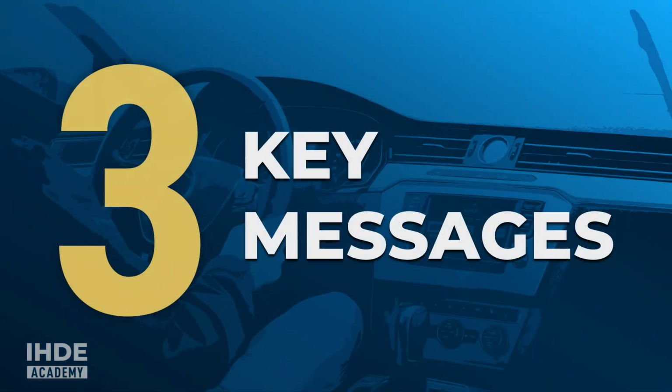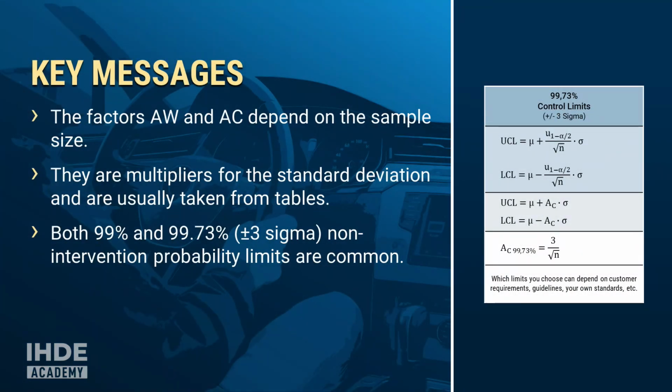Well, that was only one chapter, but possibly a whole lot of new information. Therefore, I would like to conclude by repeating the 3 most important key messages. The factors AW and AC depend on the sample size. They are multipliers for the standard deviation and are usually taken from tables. Both 99% and 99.73%, that's the plus-minus 3 sigma range, non-interference probability limits are common.